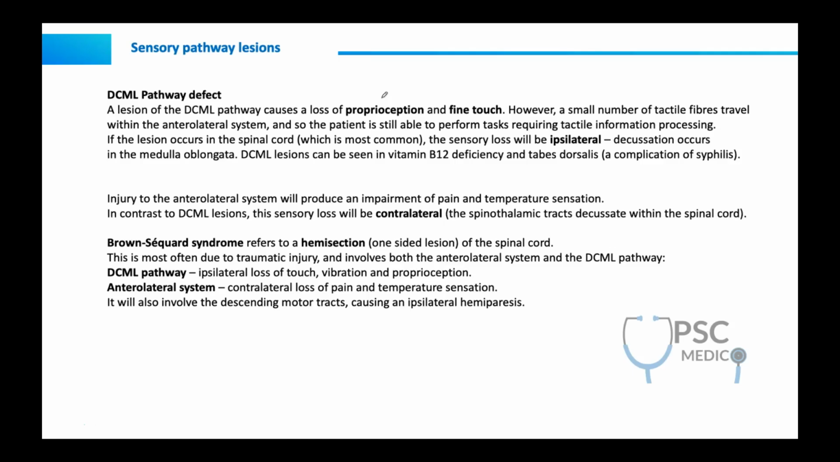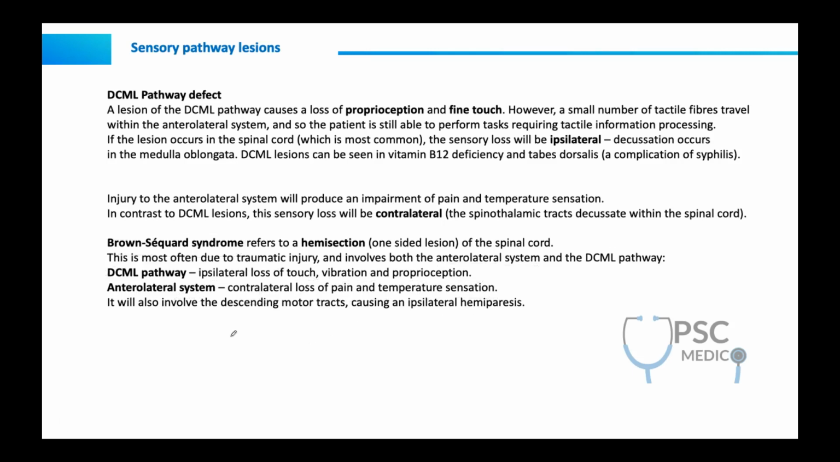You can understand this better by looking at this important syndrome called Brown-Séquard, which can be a potential question. They asked it once, the Brown-Séquard syndrome. The Brown-Séquard syndrome refers to the hemisection or one-sided lesion of the spinal cord, and this can be due to traumatic injury. When there is a hemisection, it involves both systems, the anterolateral system and the DCML pathway. In the DCML pathway, there is an ipsilateral loss of touch, vibration and proprioception. If there is anterolateral system damage, it is contralateral loss of pain and temperature sensation.